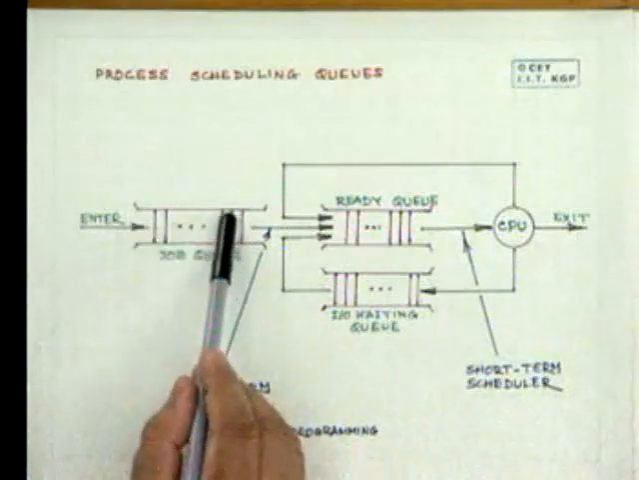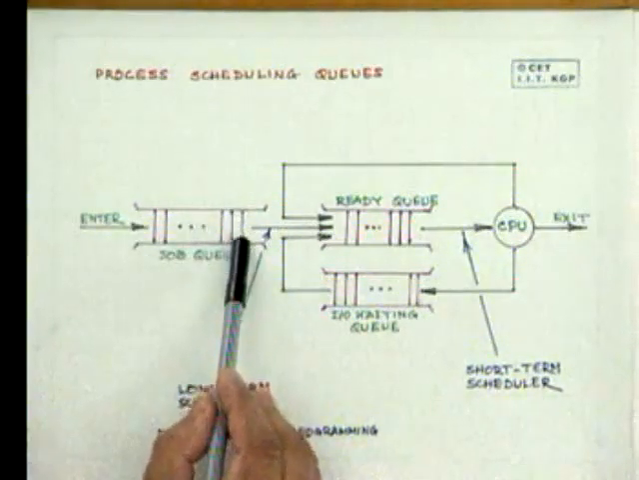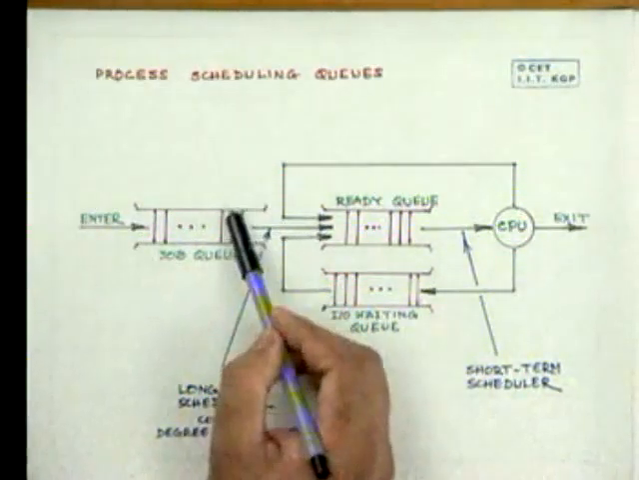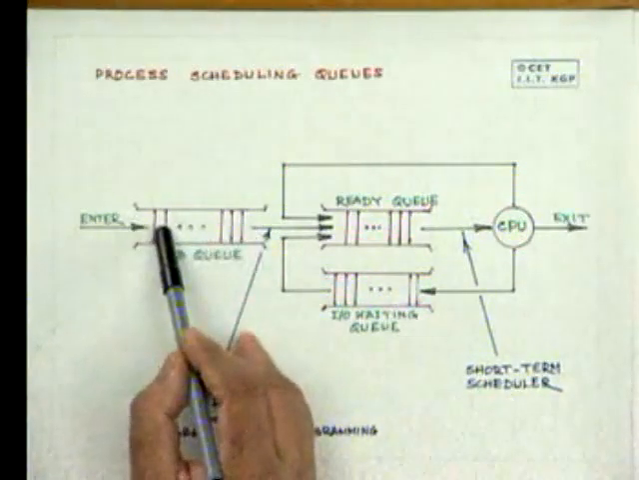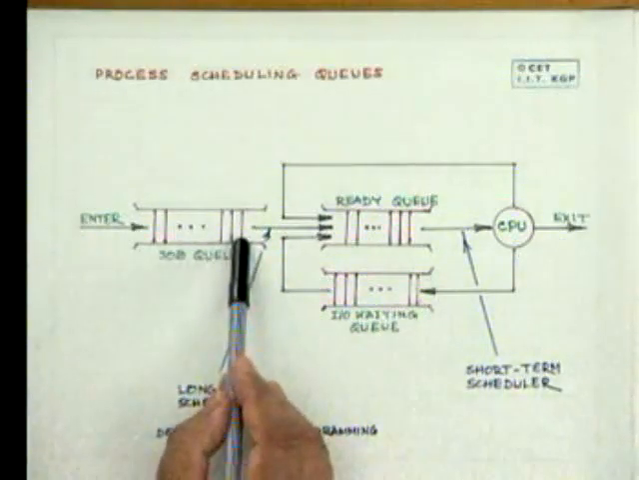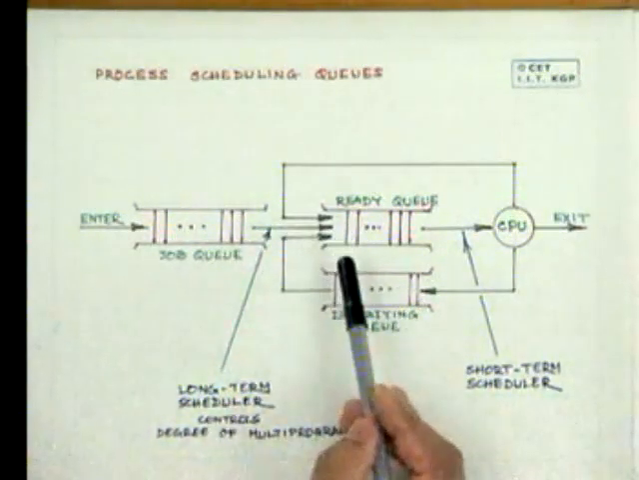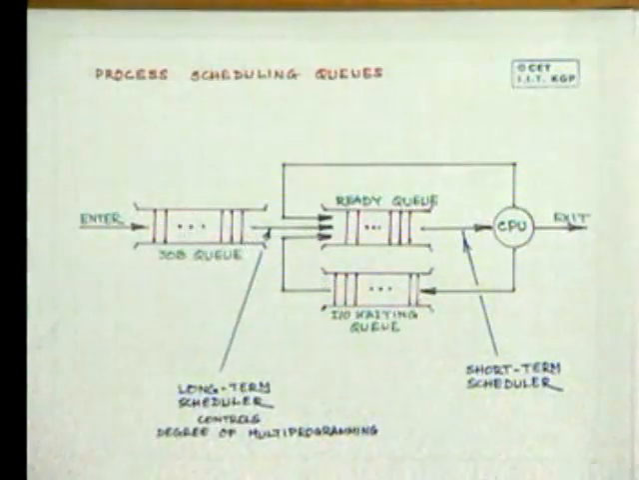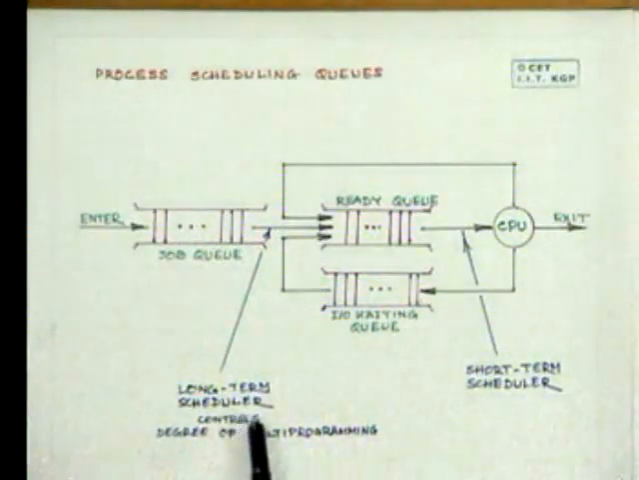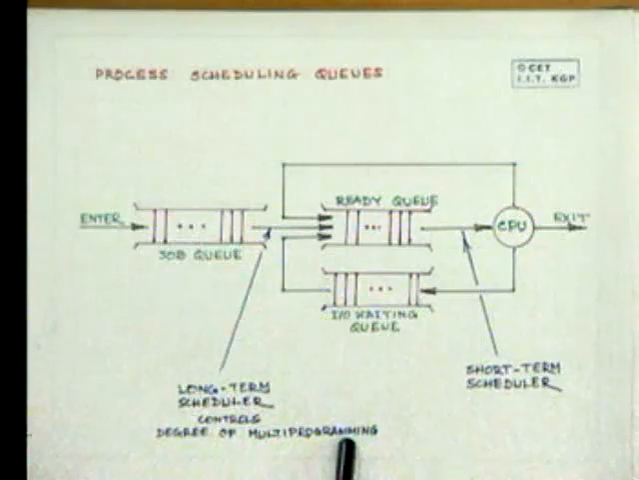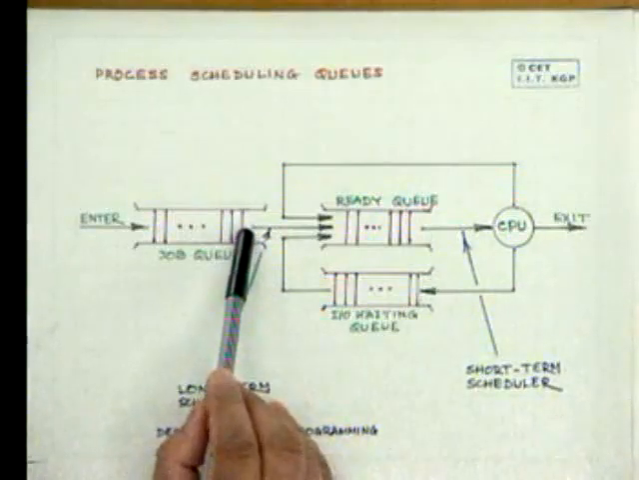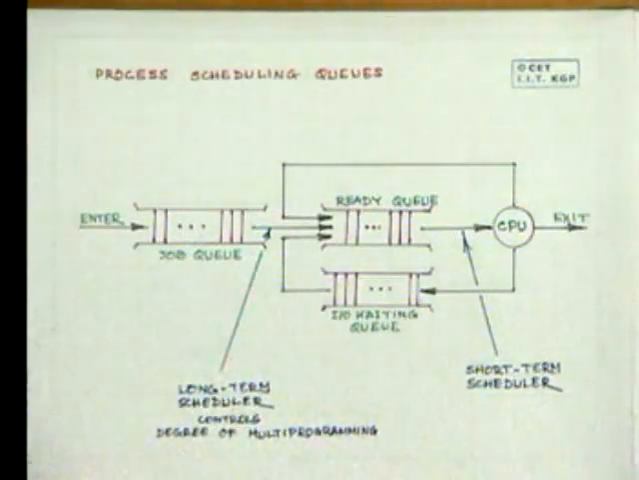Now, as the jobs are submitted, they remain in the job queue, and a long-term scheduler controls which particular job will be taken from here. That means which job at the front of the job queue will be taken and put into the ready queue. How many jobs are to be taken from the job queue is also decided by this long-term scheduler. Which means that the long-term scheduler controls the degree of multiprogramming, because the degree of multiprogramming depends upon how many jobs have been taken into the system.